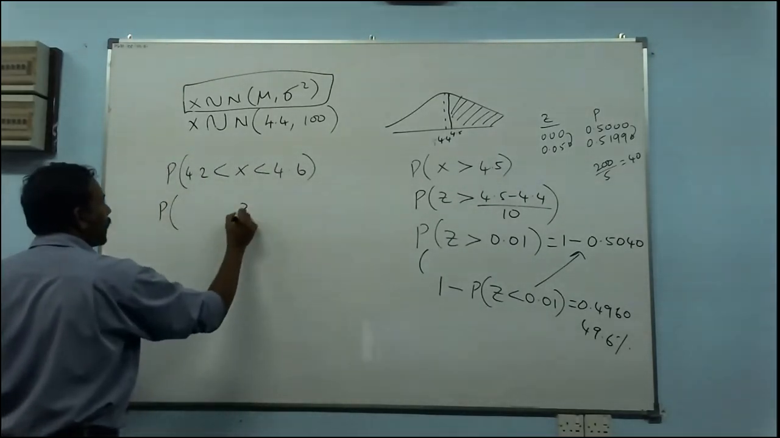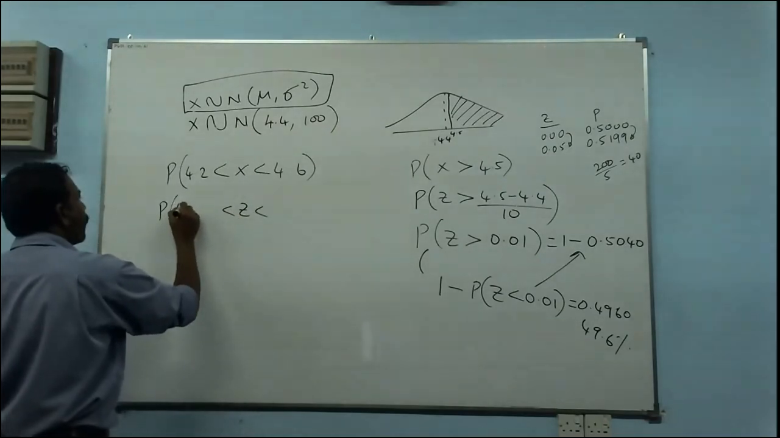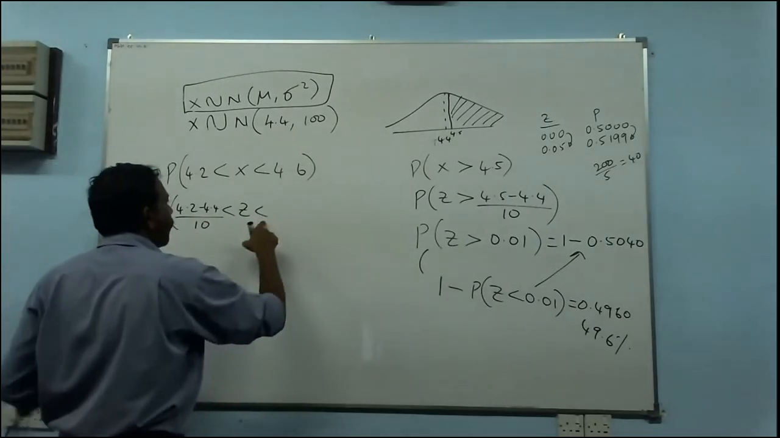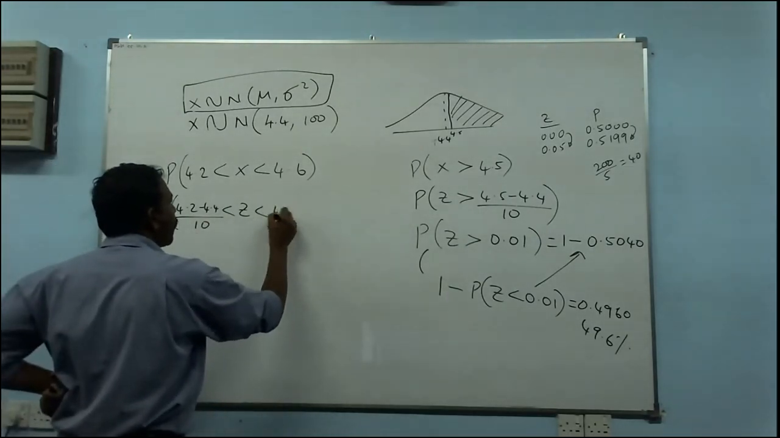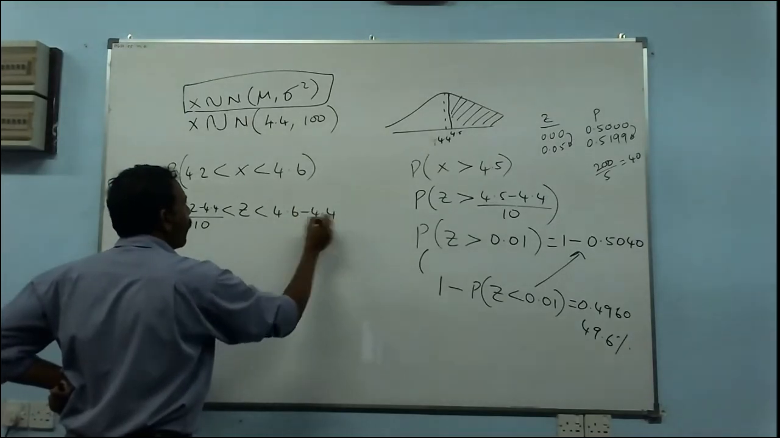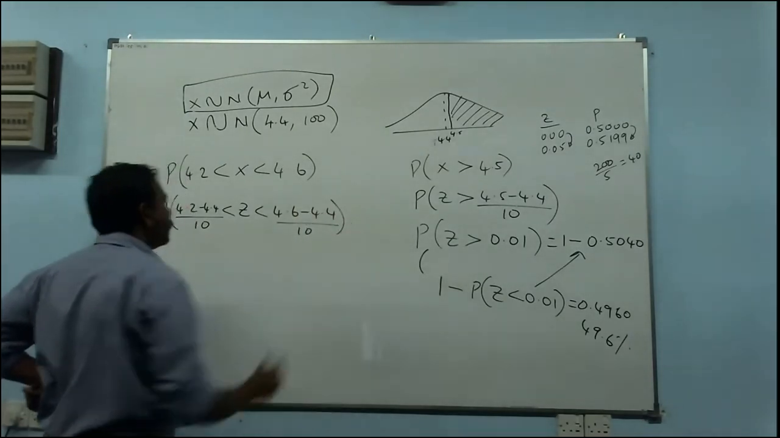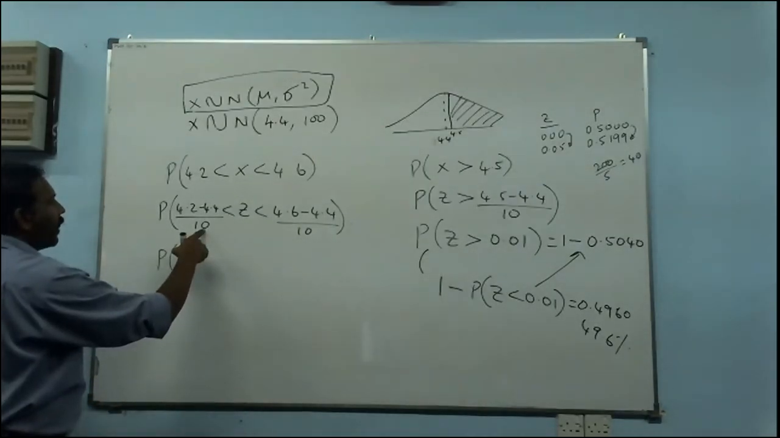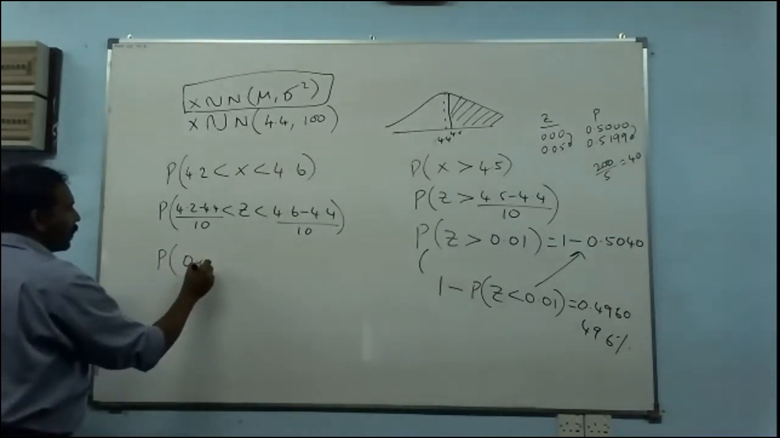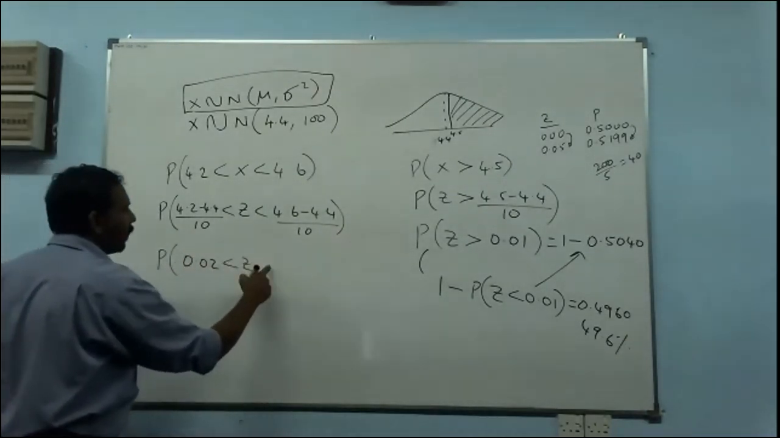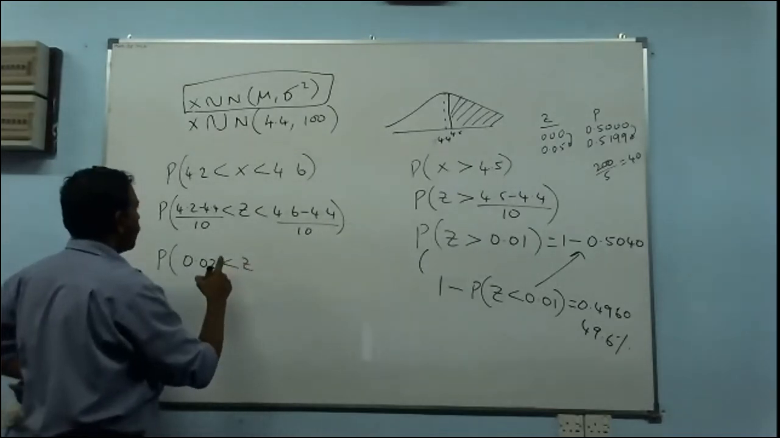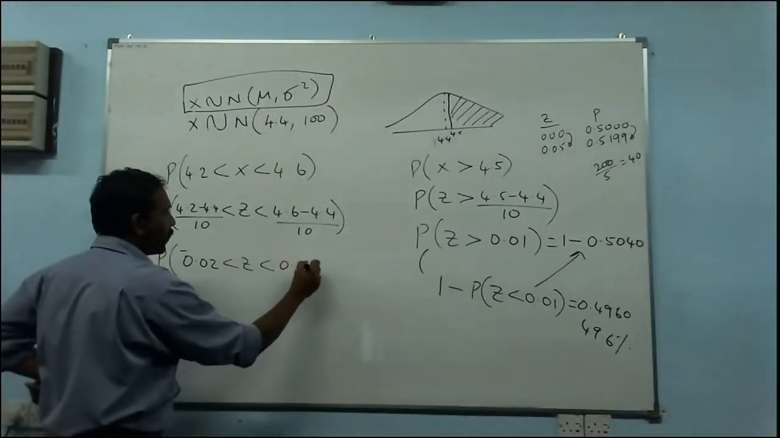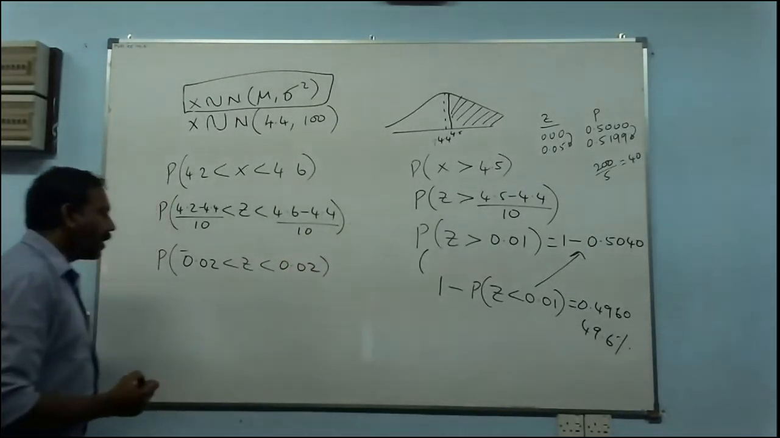Probability of Z greater than (4.2 minus 4.4) divided by 10, Z less than (4.6 minus 4.4) divided by 10. Give me the answers. Probability of minus 0.02, Z less than 0.02. This is minus, right? 0.02 again, right? Is that right?